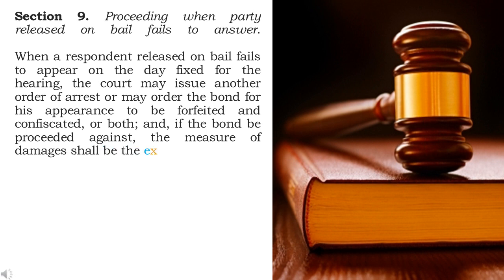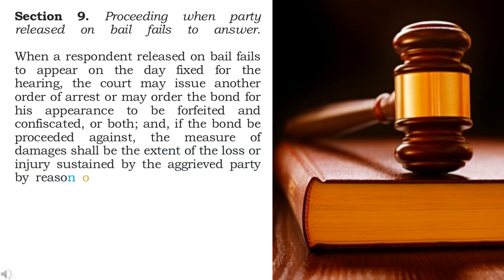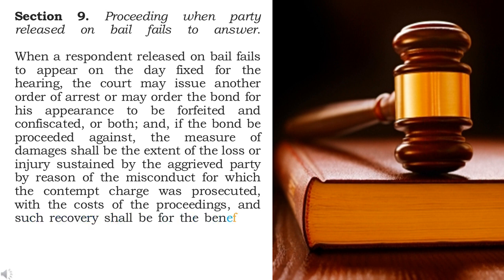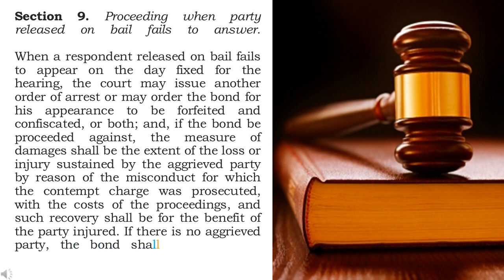if the bond be proceeded against, the measure of damages shall be the extent of the loss or injury sustained by the aggrieved party by reason of the misconduct for which the contempt charge was prosecuted, with the costs of the proceedings, and such recovery shall be for the benefit of the party injured. If there is no aggrieved party, the bond shall be liable and disposed of as in criminal cases.